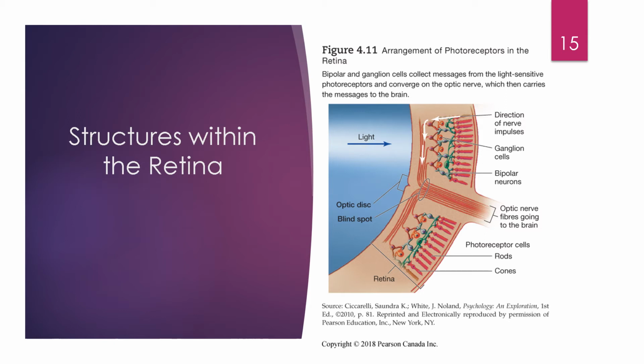You can see those ganglion cells, which are represented by the orangish cells closest to the center of the eye. You can see that the axons of those cells loop back around and form the optic nerve, which then transmits a signal back to the brain for processing.